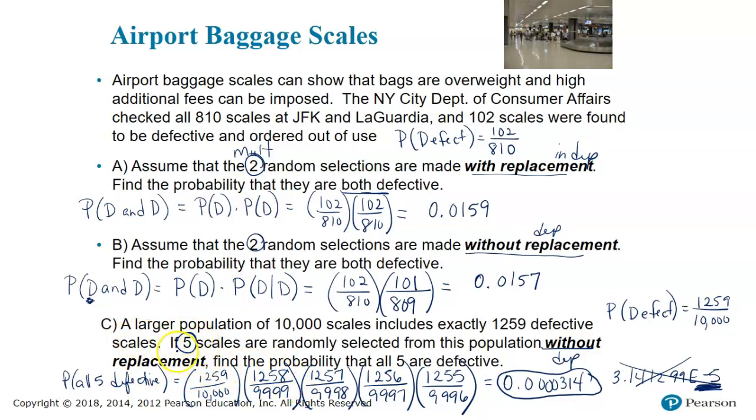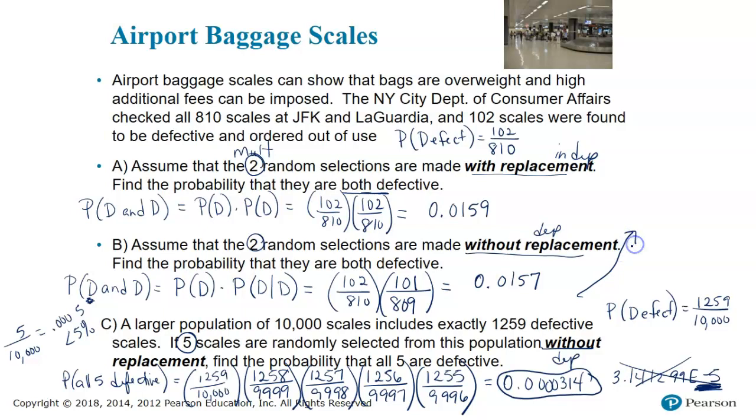So if we look at this, we're selecting 5 scales out of a total of 10,000. And if you divide 5 by 10,000, we get 0.0005, which is definitely less than 5%. So we could use that cumbersome calculation rule. And the good thing about that is if we are going to be able to, instead of treating it as dependent, treat it as independent, then this problem becomes much simpler.